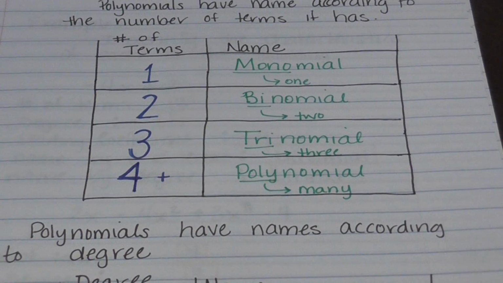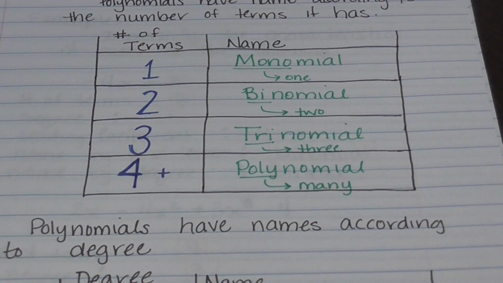Polynomials also have names according to degree. So one polynomial can have 2 different names. It's going to have a name determined by the number of terms and a name determined by the degree.